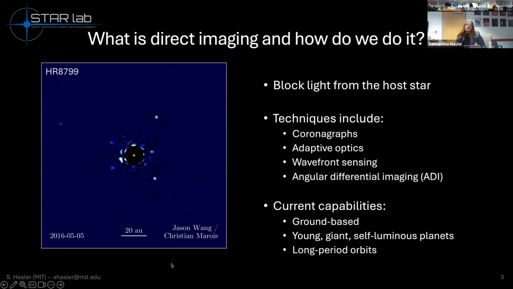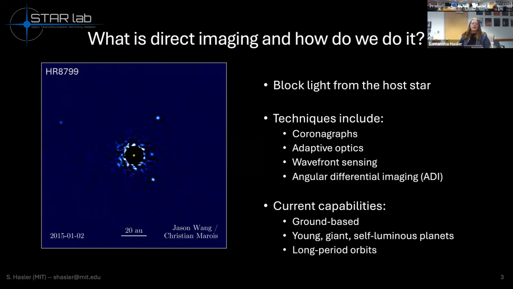Essentially, when we're directly imaging a system, what we're doing is blocking the bright light from the host star. So in the center here, you can see an example of a ground-based image to resolve the light from an exoplanet's atmosphere. You can see the orbital motion of this HR 8799 system because we have many years of observations. We do this using a combination of techniques, including coronagraphs, adaptive optics, wavefront sensing, and angular differential imaging. And these are very technically challenging observations.